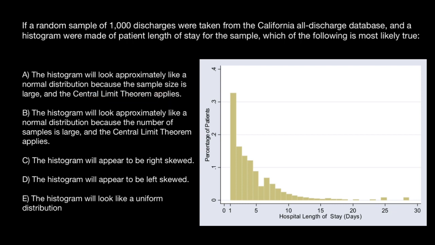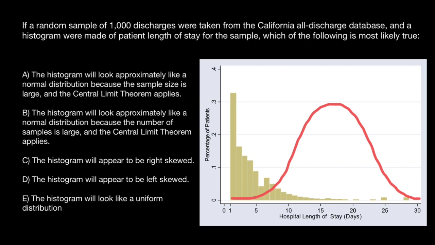limit theorem applies. Because in variant B there is also a reference to the central limit theorem, let me read it also. The histogram will look approximately like a normal distribution because the number of samples is large and the central limit theorem applies. The central limit theorem tells us that we should get a normal distribution that looks like this.